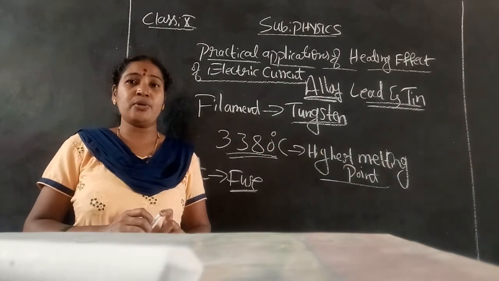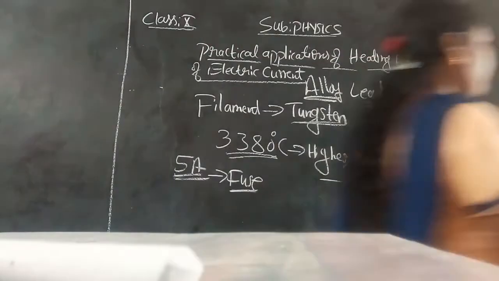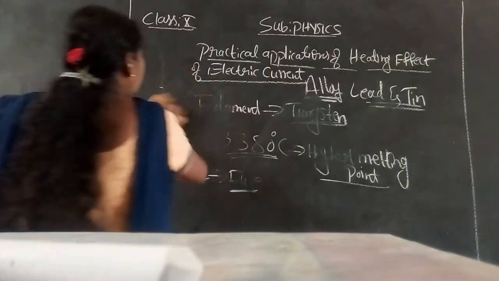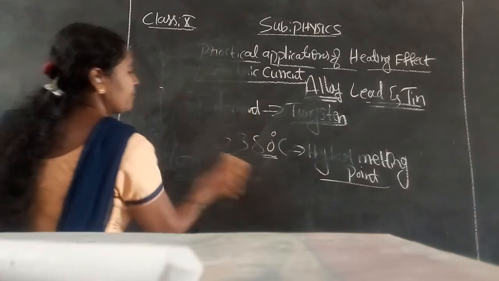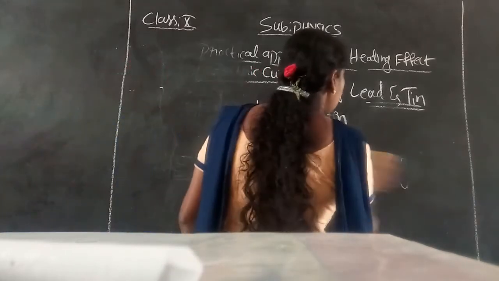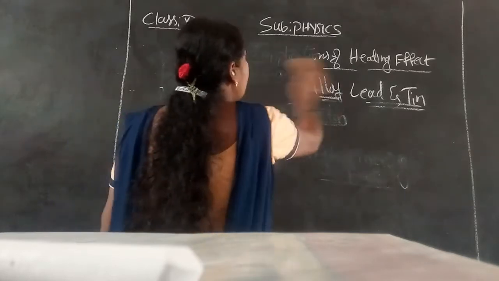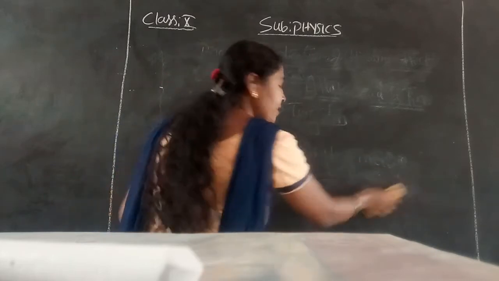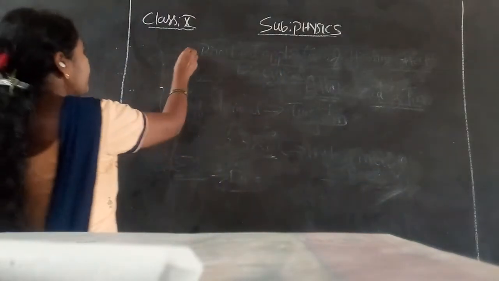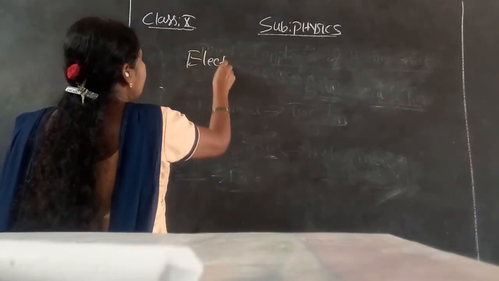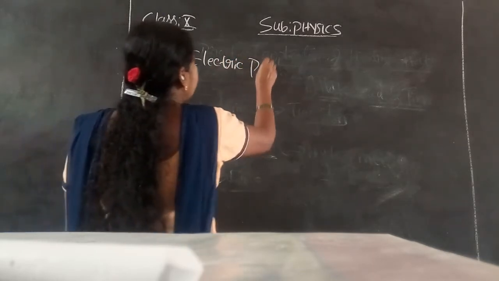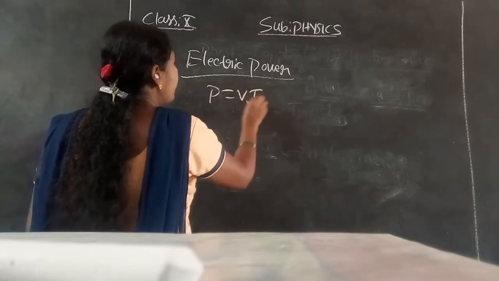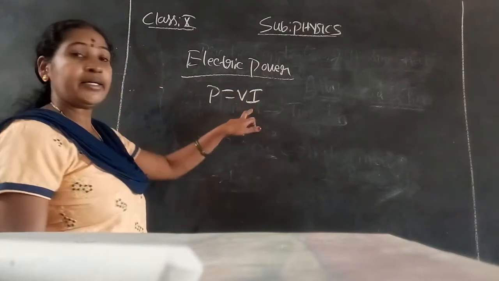Now let me explain about electric power. What is the meaning of electric power? Electric power formula: P is equal to VI. It is the product of voltage and the current.